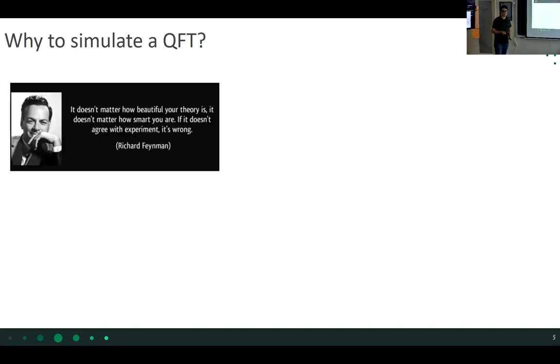So before going on to tell you how we simulate a quantum field theory, let me tell you why we need to simulate a quantum field theory. At the end, a field theory is a theory, so we need to verify it by experiments. And if it's a good theory, it should be verified whatever the experiment is telling us.